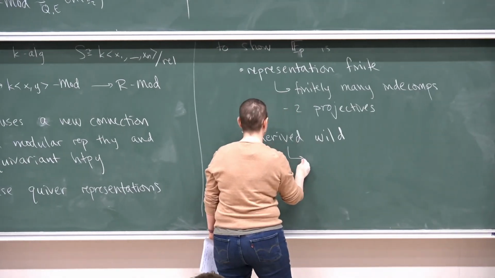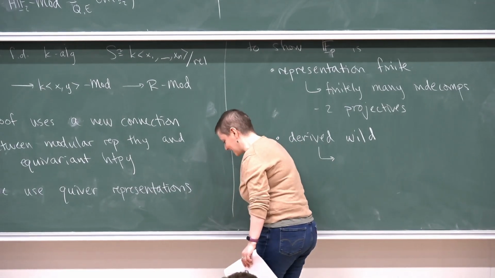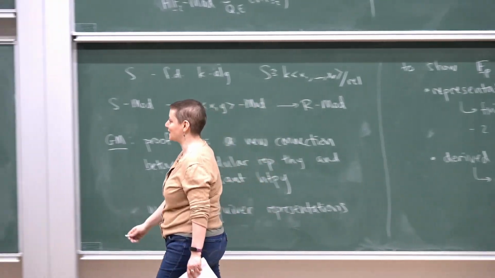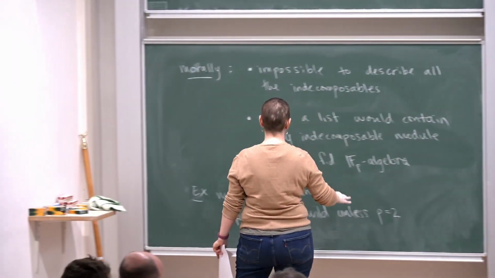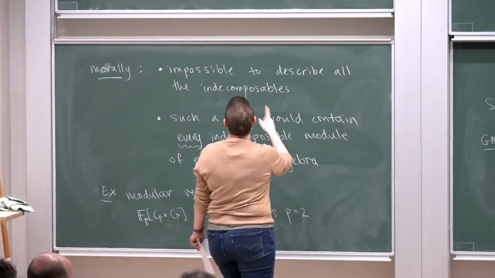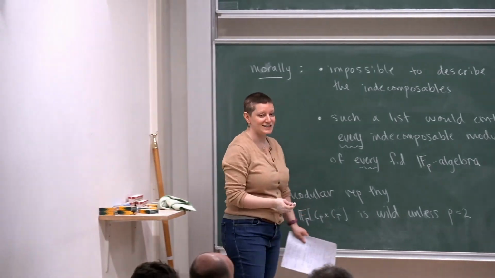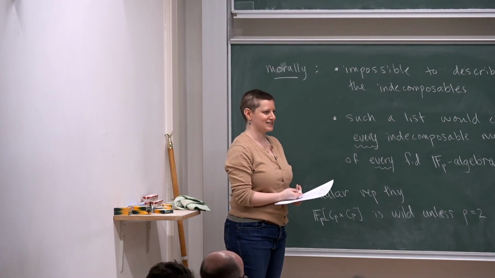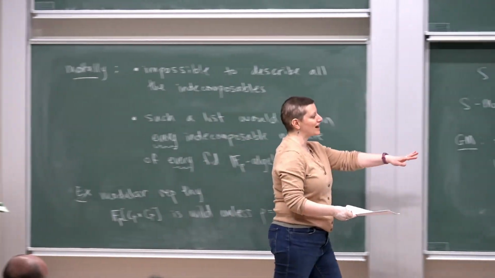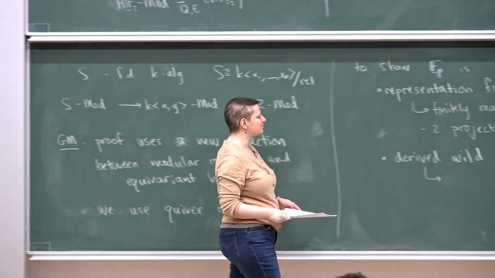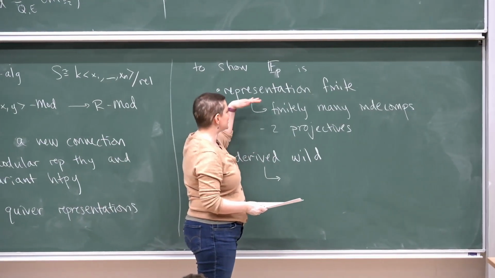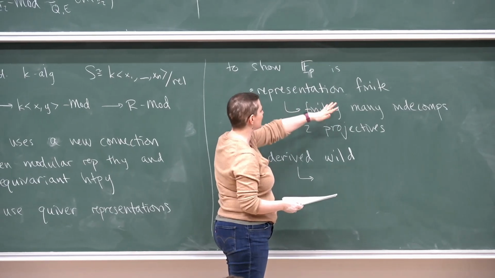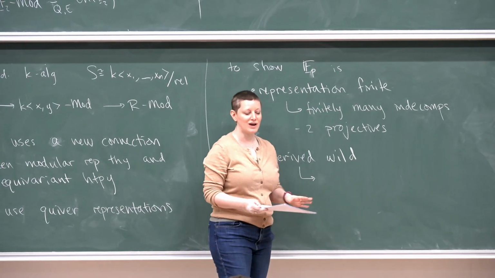Okay, and here's where I sort of told you a lie. Not really a lie, but maybe slightly misleading. I told you what it means to have wild representation type, and I didn't tell you what it means to have derived wild representation type. And what I really mean is that the derived category is wild. And so in this situation, our category is representation finite, but derived wild.